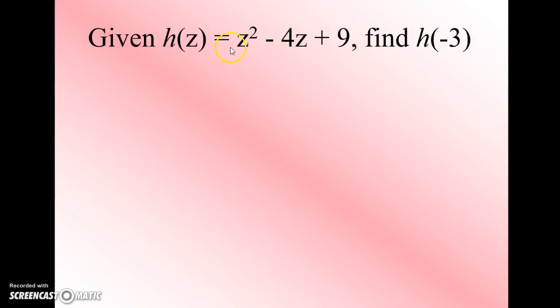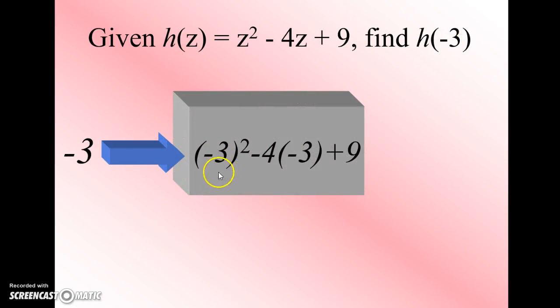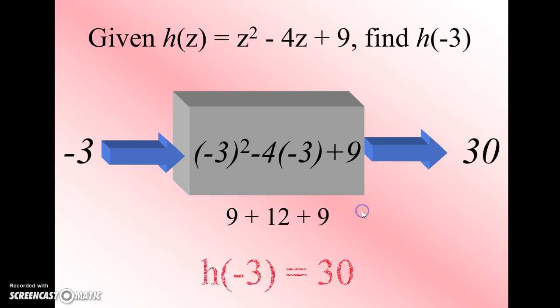There you go. So here, it looks crazy. Look, h of negative 3. That means where the z is, you're going to put the negative 3. It means negative 3 squared minus 4 times negative 3 plus 9. So negative 3 squared is positive 9, minus 4 times negative 3, so that'd be a positive 9 plus 12 plus 9, which would be 30. So if h of negative 3 is 30, then given function h, when z is negative 3, it's going to be 30.